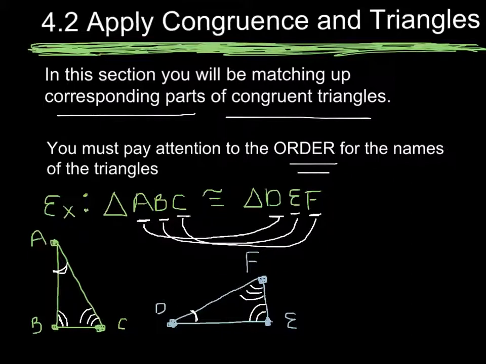Now we can also match up our corresponding sides. So again, look at our order. Side AB is going to be congruent to side DE. Side BC is going to be congruent to side EF. And then our last side, AC, is going to be congruent to side DF. So all of my corresponding angles and all of my corresponding sides are congruent, and we are paying attention to the order in which the triangle is named.